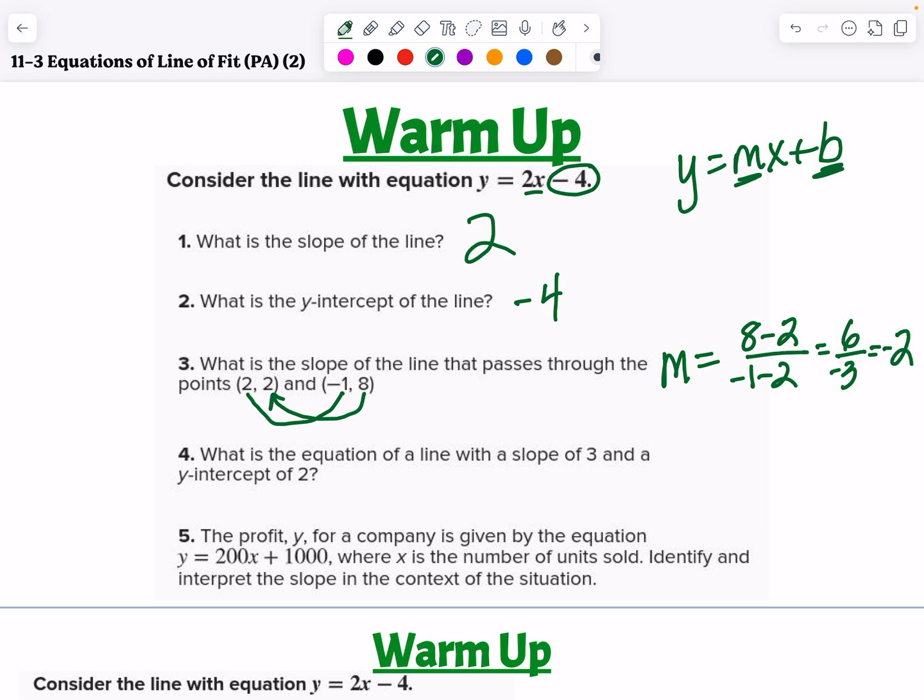What is the equation of a line with a slope of 3 and a y-intercept of 2? y equals, slope is 3, put your x, and a y-intercept of 2 would be plus 2.